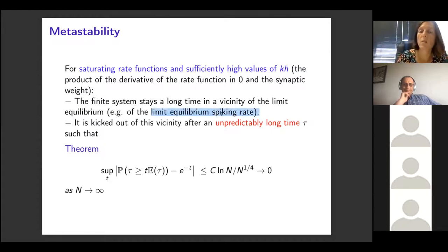What do I mean by limit? I mean the limit equilibrium spiking rate that I don't know explicitly, but I know it exists. And then the exit time of this vicinity, which I call little tau here, is exponentially distributed in this sense: the probability, uniformly in little t, of overshooting t, if you renormalize by the expectation, will tend to e to the minus t, which is the corresponding quantity for the exponential distribution. And we have also an explicit speed of convergence in the system size.